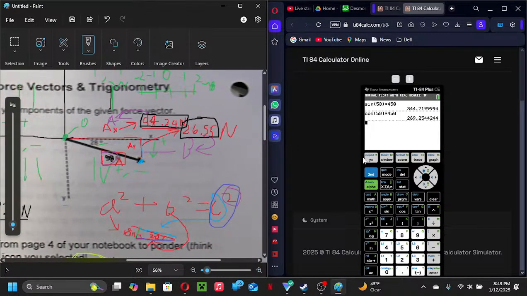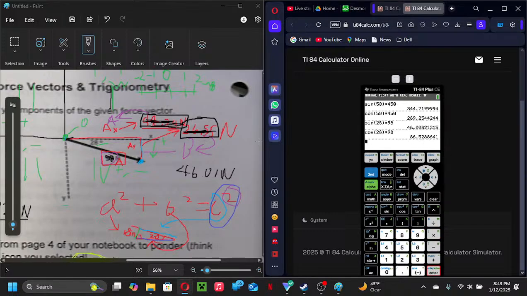And then over here, same thing, sine 28 times 98. So it's not 26.5. Well, it is, but also it isn't. The one that Mr. Galanis is looking for is 46.01 newtons. That's the actual correct answer. And then not A of X. This one is cos 28 times 98. 86.53.